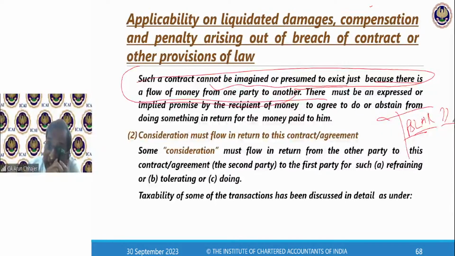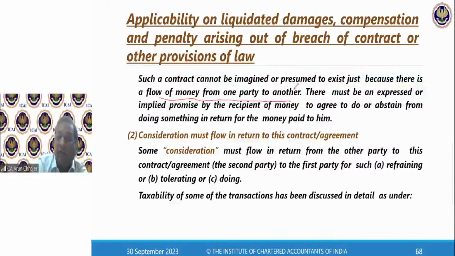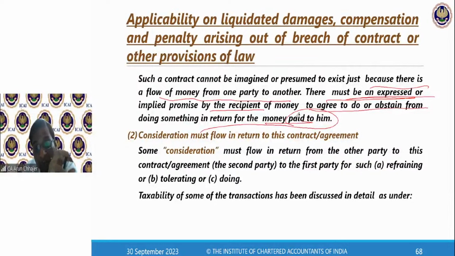There would always be the allegation that because you have received certain money, you need to pay the GST. The circular has clarified that mere flow of money from one party to another cannot be said to be a supply. It is because of the contract. There must be an express or implied contract by the recipient of money to agree in return of the money paid to him. So there has to be the flow of money supported by contractual obligation.